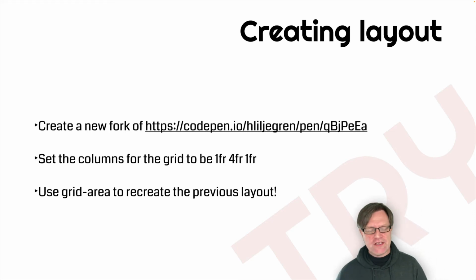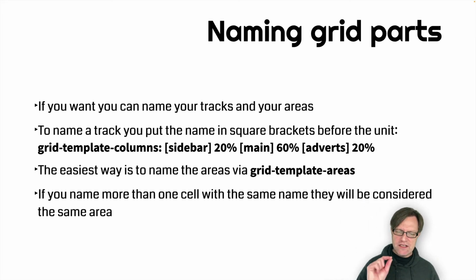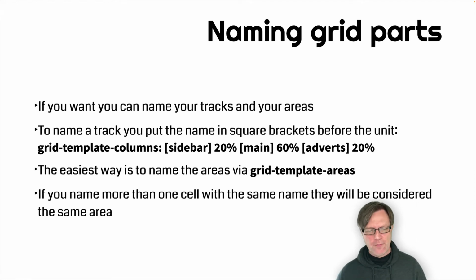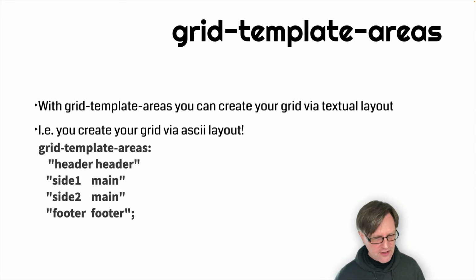So I said that you can have named parts in the grid, and you can do that when you set up the grid template columns. You can name the first or the second or the third or all of them, and you do that by writing the name in square brackets. But then the easiest way to create names is to use the grid template areas, because then you can set up your layout via ASCII code, and that is super nice.